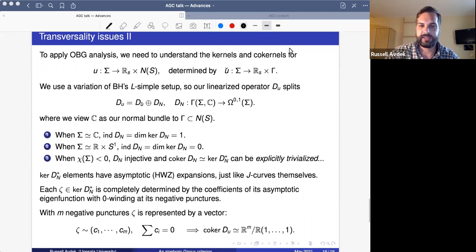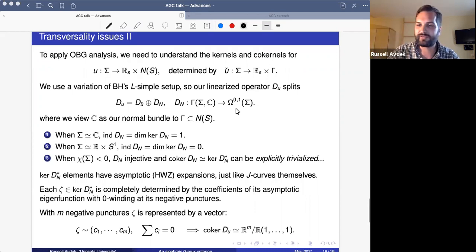And we want to understand the kernels and co-kernels associated with this. And so we're going to use a variation of Bahanda's L-simple setup on this normal bundle, and that makes our linearized operator really nice. Our linearized operator splits into the linearized operator just for the dividing set, plus a normal linearized operator. And the normal linearized operator acts on sections of the normal bundle and sends them to (0,1)-forms on the surface.